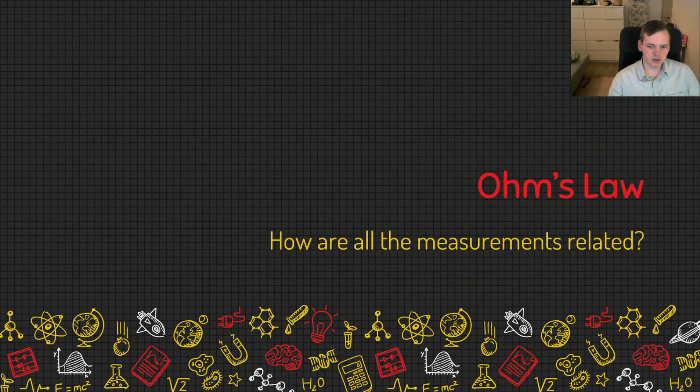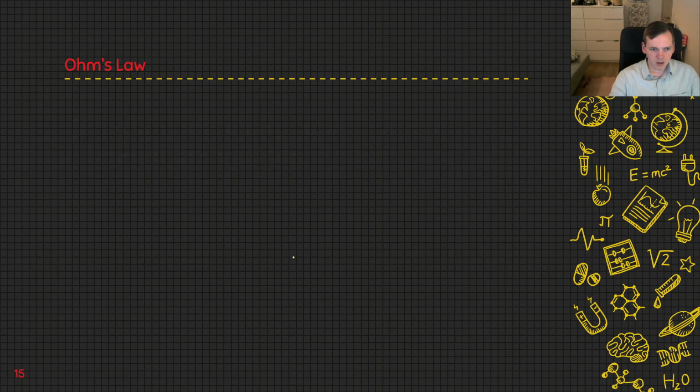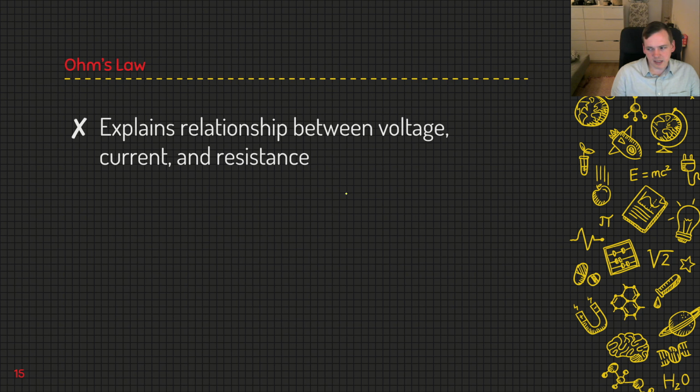We're going to take a couple minutes here and talk about Ohm's law, which is how we relate voltage, current, and resistance. So Ohm's law, like I said, explains the relationship between voltage, current, and resistance. And Ohm's law is typically presented as V equals I times R. Now, of course, you can rearrange this to solve for any of the individual pieces.